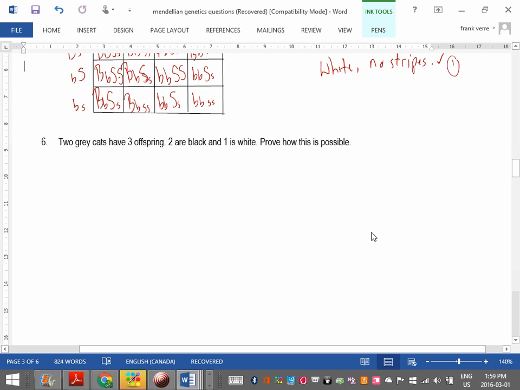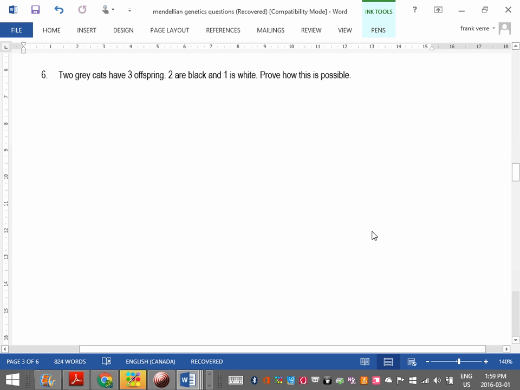Alright, 6. What do you think 6 is? What do you think it looks like? What kind of pattern? It's blending, right? So what do you think gray would be? Or you don't have to do 1 and 2. If you want, you could say, okay, black is B, white is W. That's fine. Okay? So you can say, okay, gray is BW.